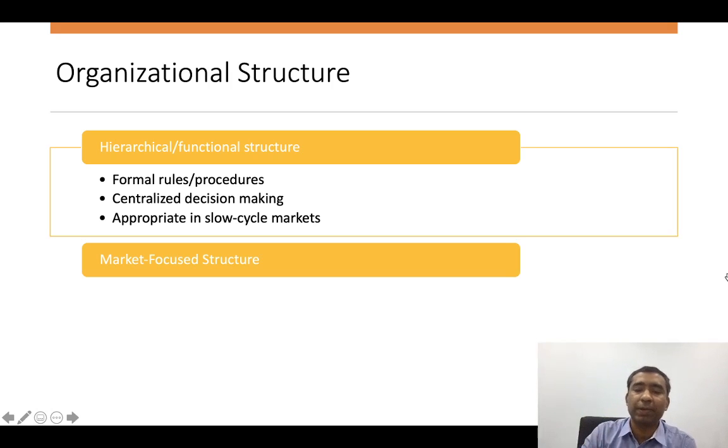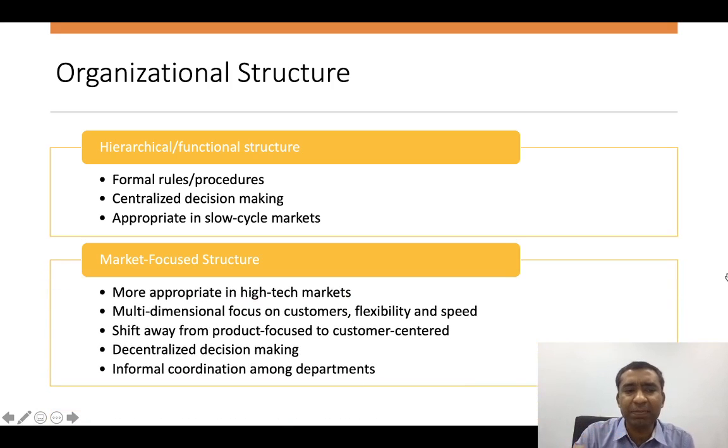All these departments are called functional departments. The people working in these departments purely work for that particular area of expertise, and they fulfill the departmental needs only. But at the same time we have market focused structure.